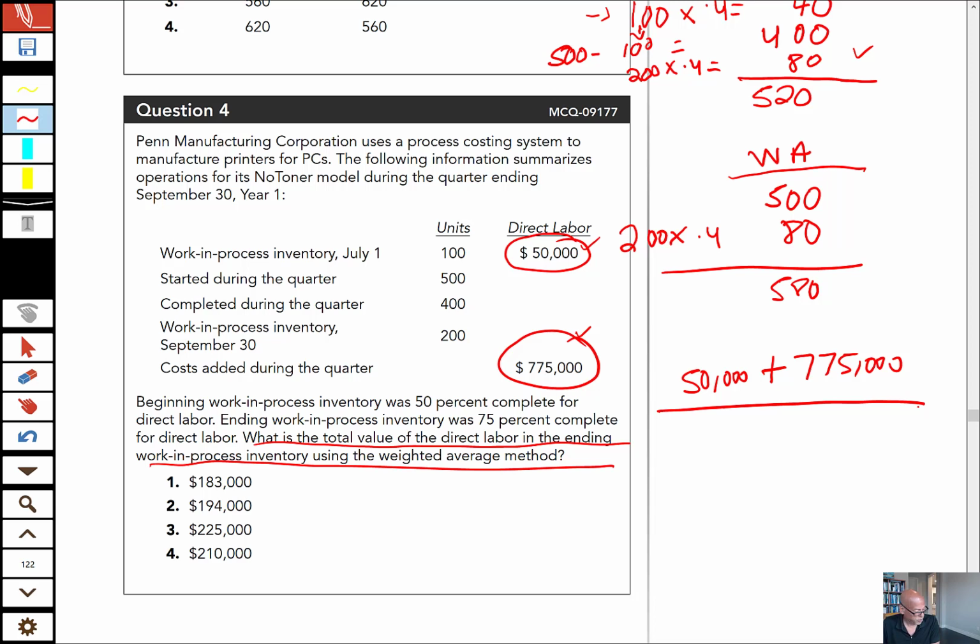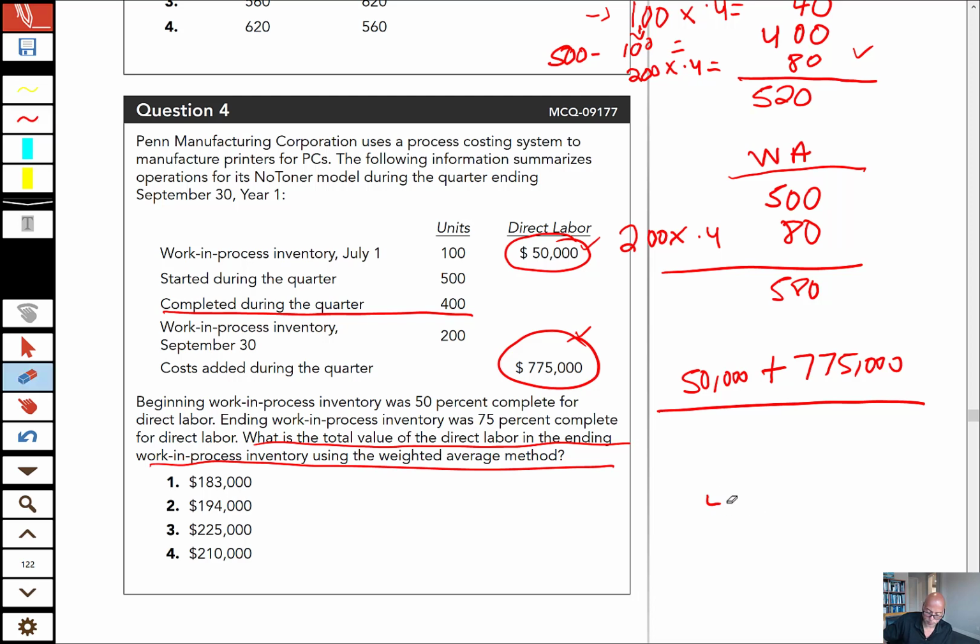Now my job is to just figure out the denominator, and since I'm doing weighted average, I start looking and I see, well, wait a minute. The units completed during the quarter is just given to me there. They had 100, they started 500, they completed 400. So I don't even have to do that 500 minus the 100, right? The number of units that were completed, they just tell me straight out were 400.